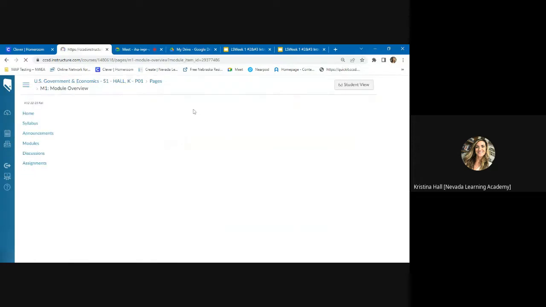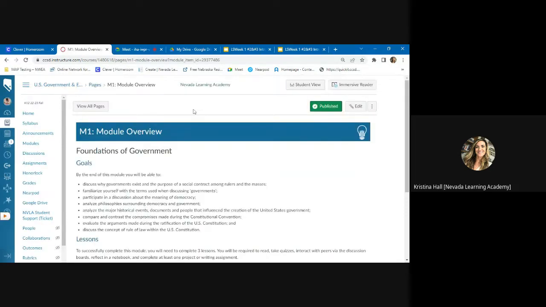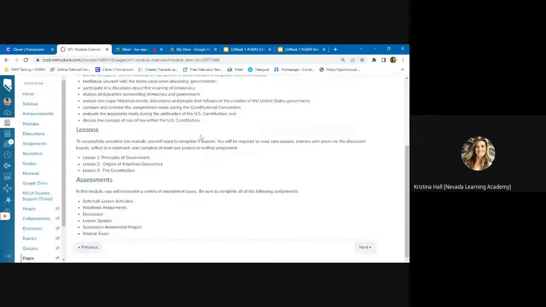So we click in the Module 1 overview. Every module, you'll have an overview page, and it tells you how many lessons are in that module, working on Lesson 1. So Lesson 1 is going to be due, for instance, next Tuesday, and then Lesson 2 will be due next Friday, and then Lesson 3 the following, and it just carries on.